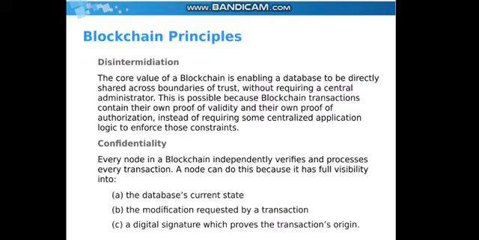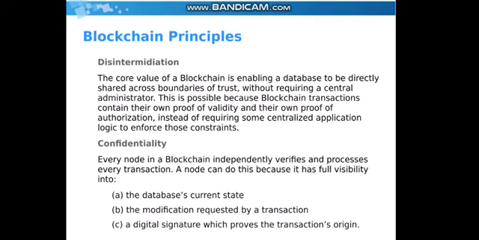Blockchain principle. Disintermediation. The core value of a blockchain is enabling a database to be directly shared across boundaries of trust without requiring a central administrator. This is possible because blockchain transactions contain their own proof of validity and their own proof of authorization instead of requiring some centralized application logic to enforce those constraints.